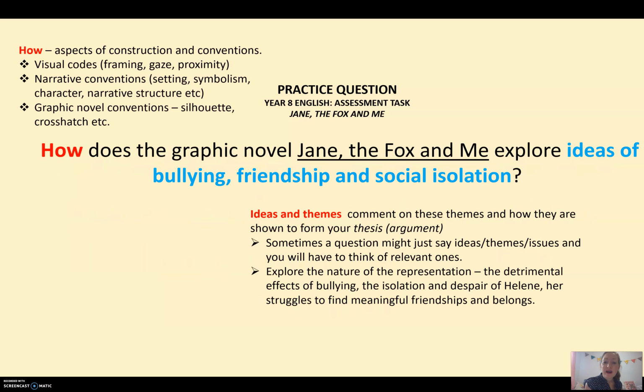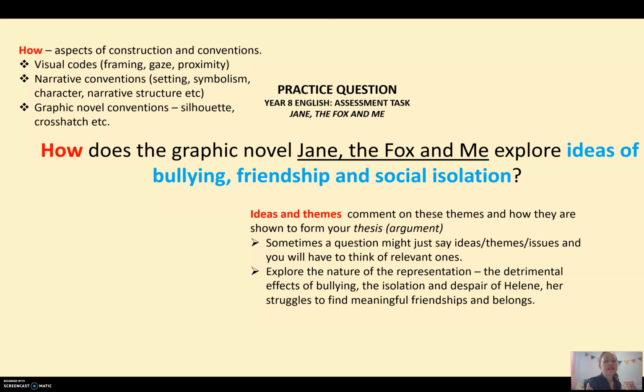So here I've unpacked some of those elements. So how, the aspects of construction and conventions, because this is a graphic novel, we've got a few layers. So we've got visual codes. They're things from framing, gaze, proximity to juxtaposition, lighting. Narrative conventions, so particularly relevant settings, symbolism, character. You look at plot. Graphic novel conventions, and there's a few there, silhouette and crosshatch. And then ideas and themes.